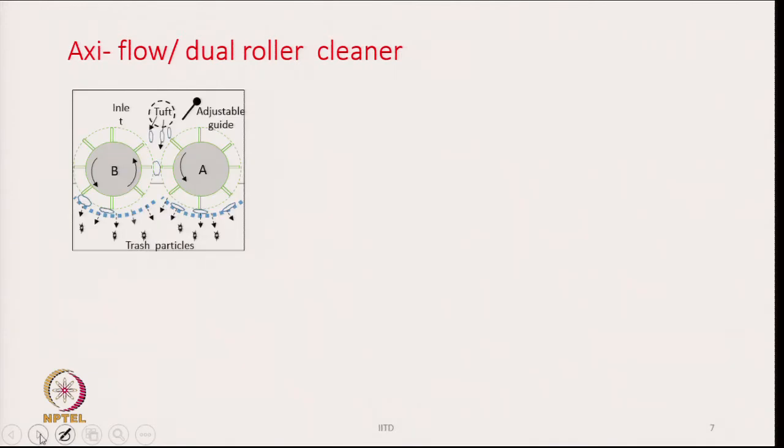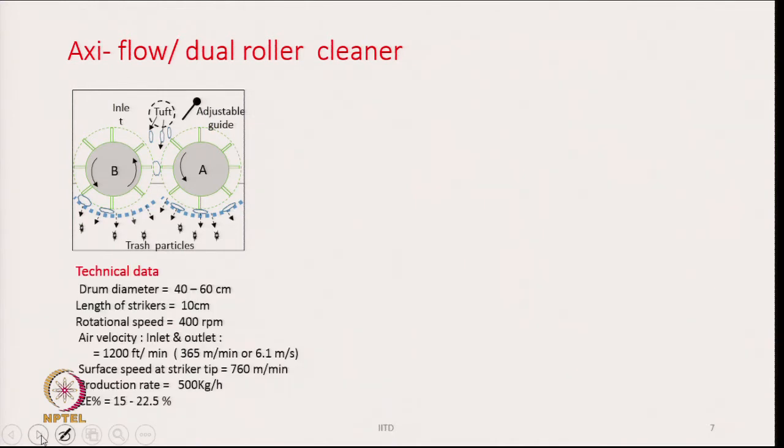Now, we go to the next machine, which is known as AxiFlow or dual roller cleaner. So, different manufacturers give different names. So, these are commercial names which are given to them, but structurally they are similar and their working principle is also similar. The names may be different, it can vary from manufacturer to manufacturer. Okay. Now, this is an AxiFlow or dual roller cleaner.